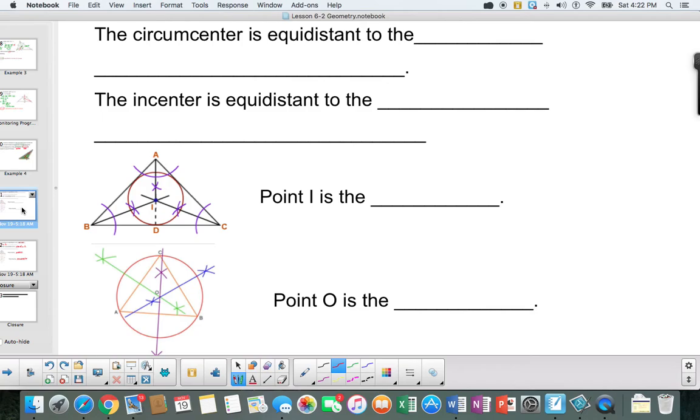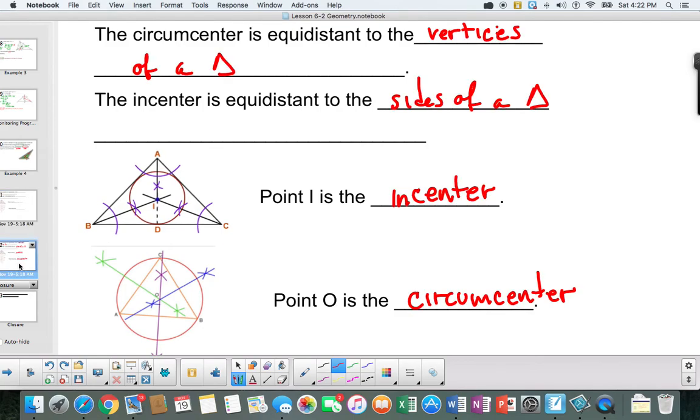Okay, let's stop the screencast, see if you can fill in these words, and you can check your work. And here are the answers. The circumcenter is equidistant to the vertices of a triangle. The incenter is equidistant to the sides of a triangle. And point I is what we call the incenter. Remember, it is equidistant to all the sides. And whenever something is equidistant to all the sides, it's like radii of a circle, and that means the circle is inside. So incenter stands for inside circle.